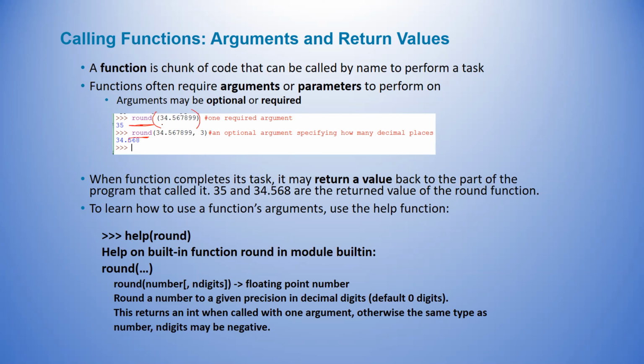Within the parentheses, this is called an argument. Sometimes it's called a parameter. Argument, okay? And it can have no argument. It also can have one or more arguments. Okay, so here it has one argument. If you have two arguments, you separate them with a comma, right? So this is called the argument.